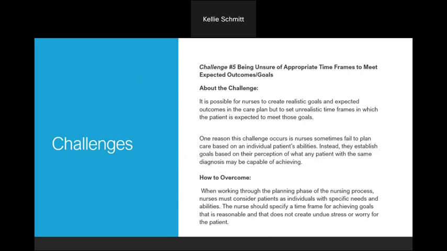At times, nurses fail to plan care based on the individual patient's abilities. Instead, they establish the goal based on their perception of what the patients with same diagnoses may be capable of achieving. Everyone is different. We need to consider that patients are individuals with specific goals and abilities, and the nurse should specify a time frame for achieving goals that is reasonable, and it does not create stress or worry for the patient.